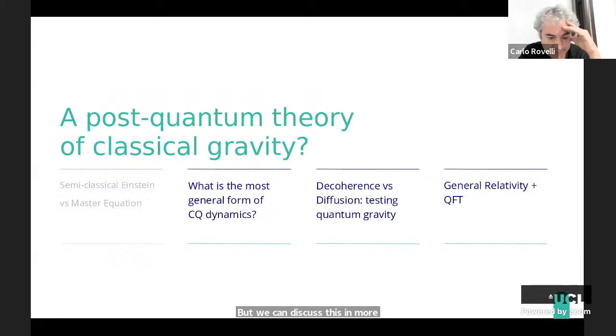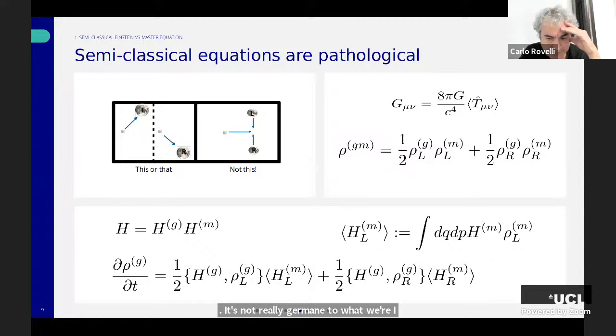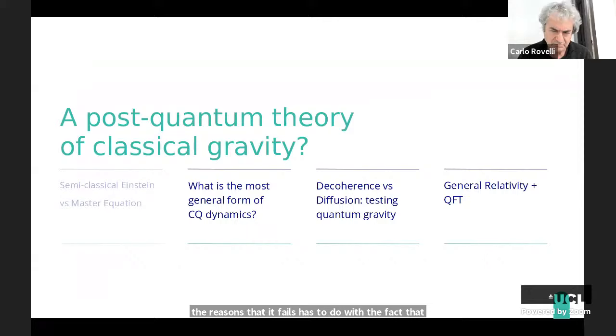It's slightly tangential, in the sense that I'm just saying there are issues with the semi-classical Einstein equation. I think we would all agree with that, and I'm not going to be using it. I'm just pointing out that one of the reasons it fails is that it doesn't encode correlations. So we will be encoding correlations by looking at path integrals, density matrices, and master equations. Okay, so let's ask what's the most general form of dynamics which couple classical systems and quantum systems.